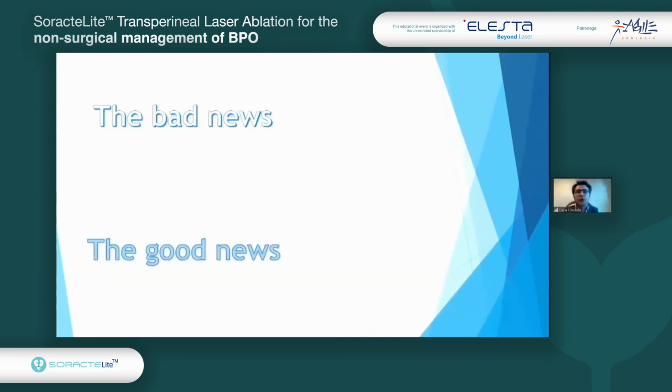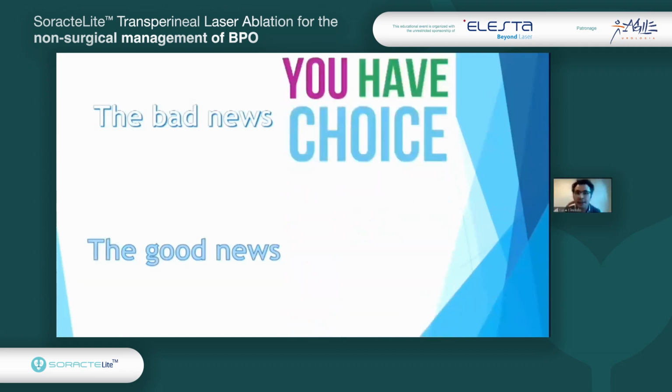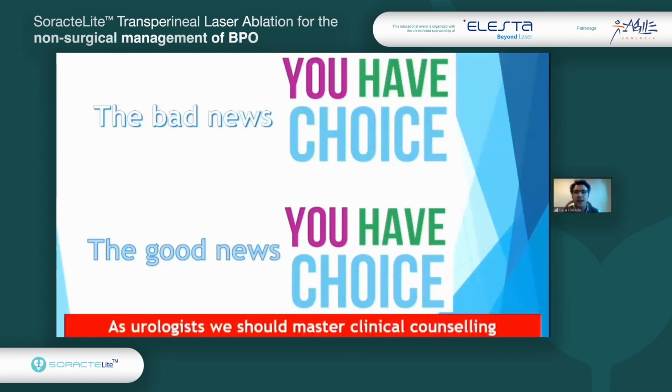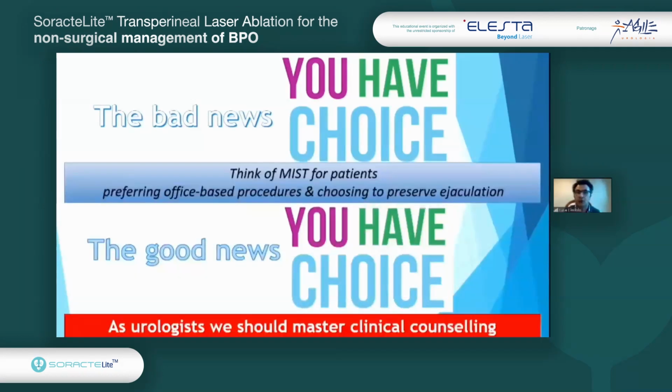So now we have, in conclusion, two pieces of news. One bad news and one good news. The bad news is that now we have a choice. We have a galaxy of surgical techniques. But that is also the good news: we have a choice. When we have to select the patient and the technique, considering prostate volume and patient expectations, probably we can also have more difficulty, and we have to learn how to manage the clinical counseling during the consultation.